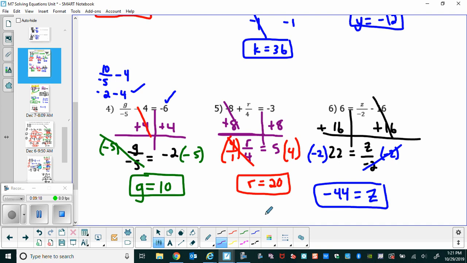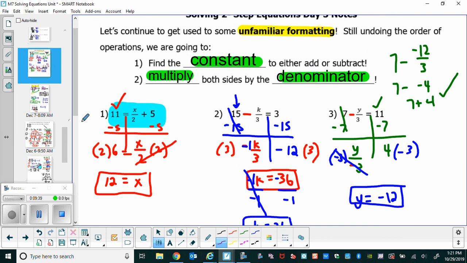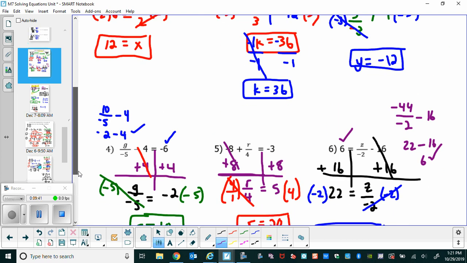And to check, we're just going to take the negative 44 in the numerator for z, divide it by a negative 2, and we're going to take away 16. So that right there is a positive 22. And when I subtract 16 from that, we get 6. So we know we did the right thing. And that concludes the video on how to solve these equations, getting used to some unfamiliar formatting if it's not in standard form.